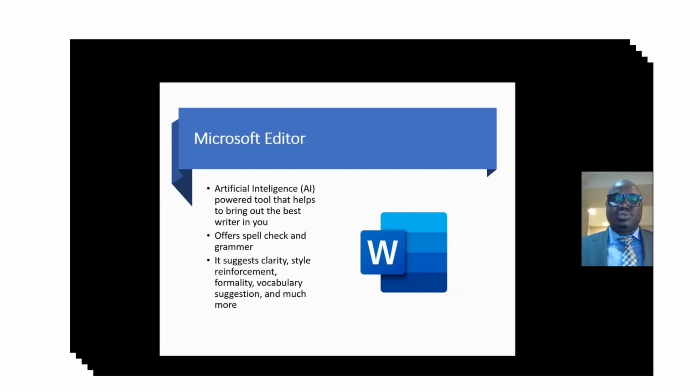Before we go into our demonstration, there are a few tools in Microsoft Word that I want to highlight that make our writing much more efficient and effective. The first tool that I'm going to talk about is Microsoft Editor. Microsoft Editor is an artificial intelligence (AI) powered tool that helps to bring out the best writer in you. It offers spell check and grammar. It suggests clarity, style reinforcement, formality, vocabulary suggestion, and much, much more.